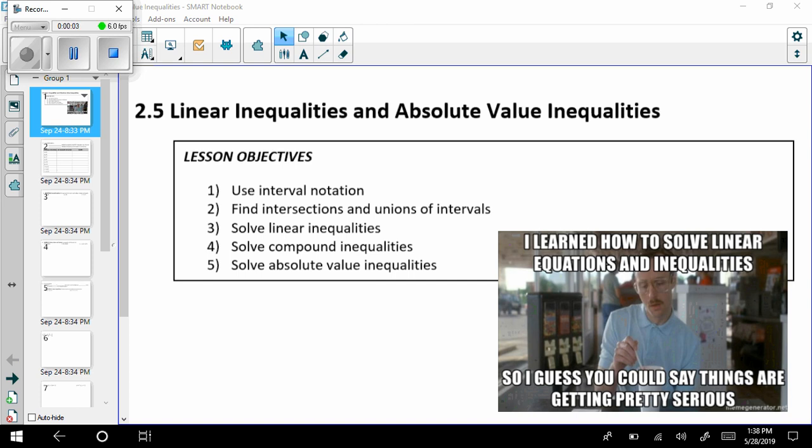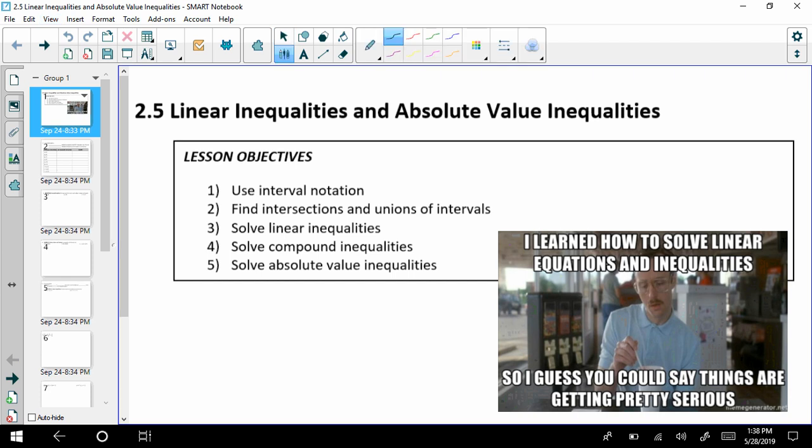All right, this is the last section of Unit 2. 2.5 is on linear inequalities and absolute value inequalities. Up until now, we've been working with equations. And in math, an equation is called an equation because it has an equal sign in it.